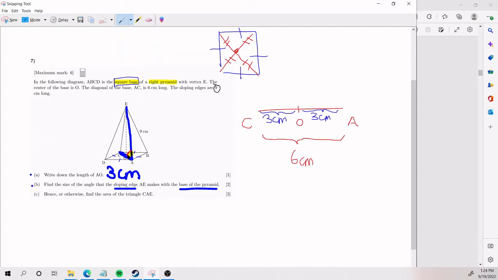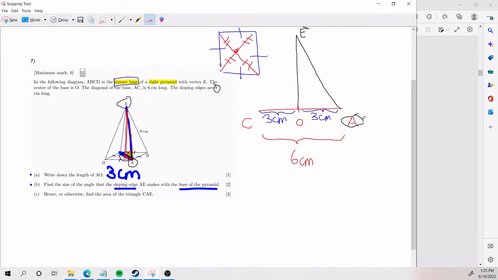Now, anytime you have a pyramid, a general rule of thumb is that you want to work with the triangle that gets formed by the height, a sloping edge, and the middle or the center of my base. That is a triangle that you usually end up working with, and I actually have it on the right side. So on the right side, I'm going to draw that triangle. It looks something like this. So I have A, I have O, and I have E. A, O, E. That is the triangle that we are working with.